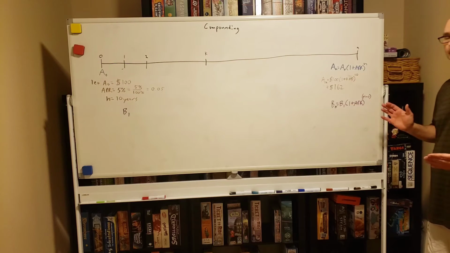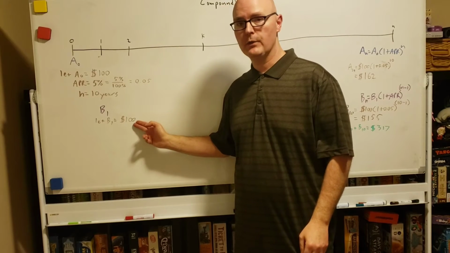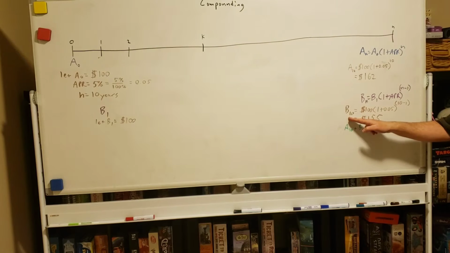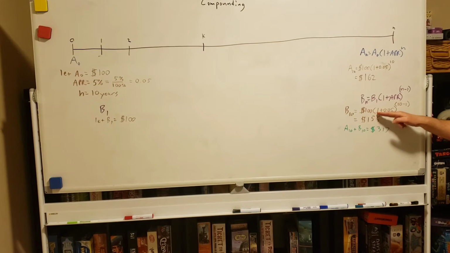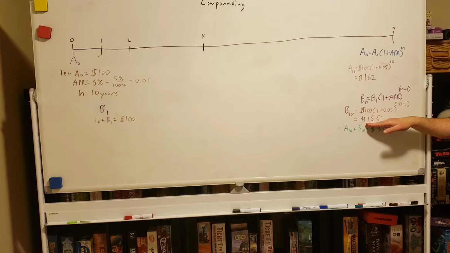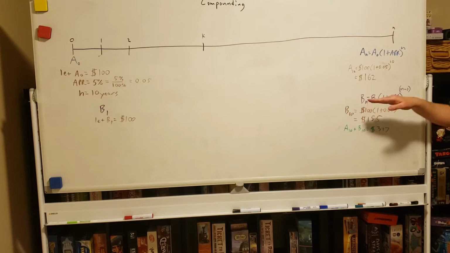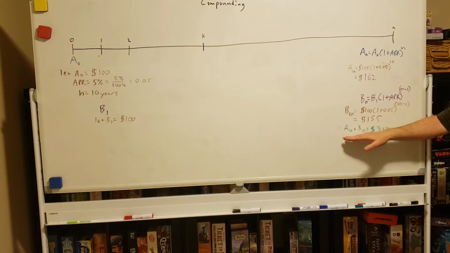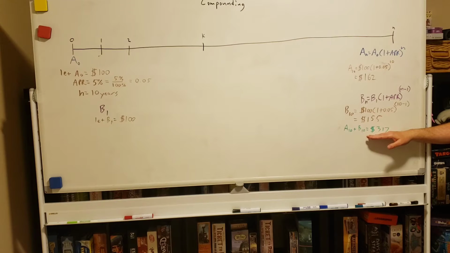into my total cycle. So if we let B1 equal $100, using our equation, B at 10 is going to equal $100 times 1 plus 0.05, that raised to the power of n minus 1, which is 10 minus 1, which is 9. That works out to $155. So if I had this investment strategy, A and B, A at 10 plus B at 10 is going to equal $317 for a total investment of $200.